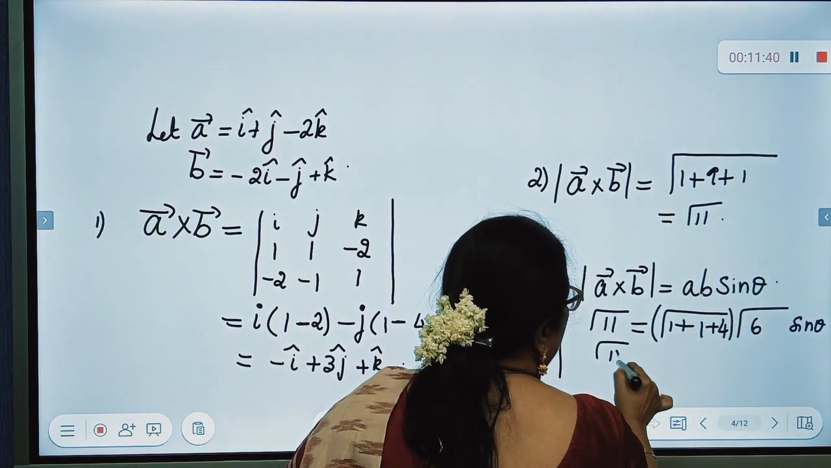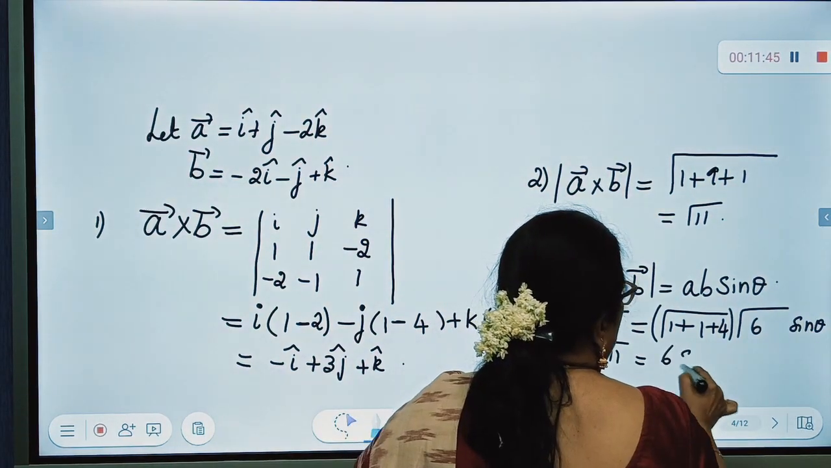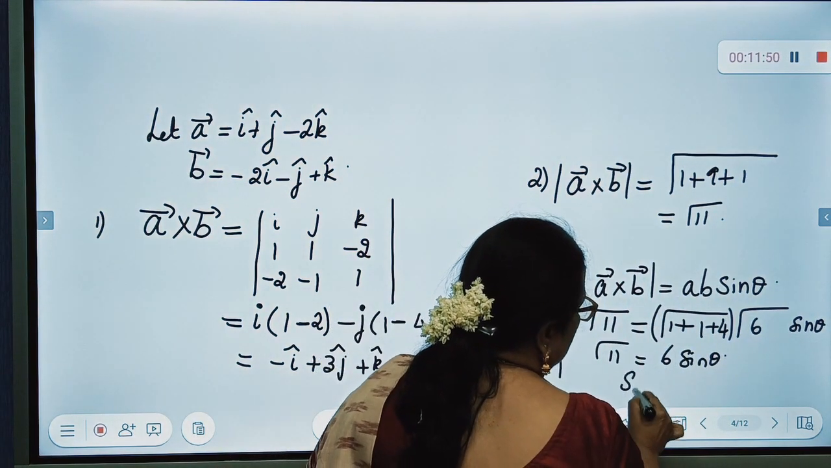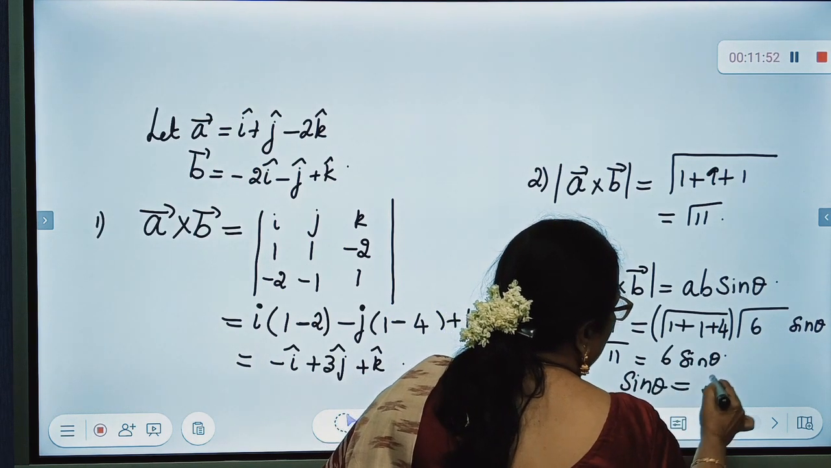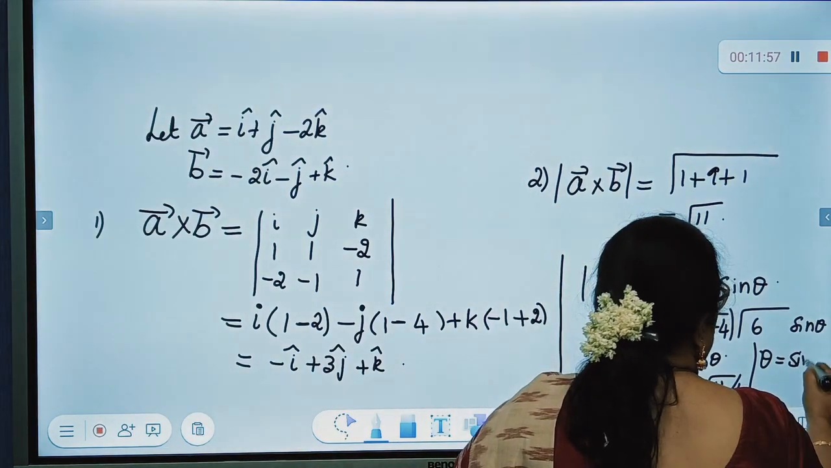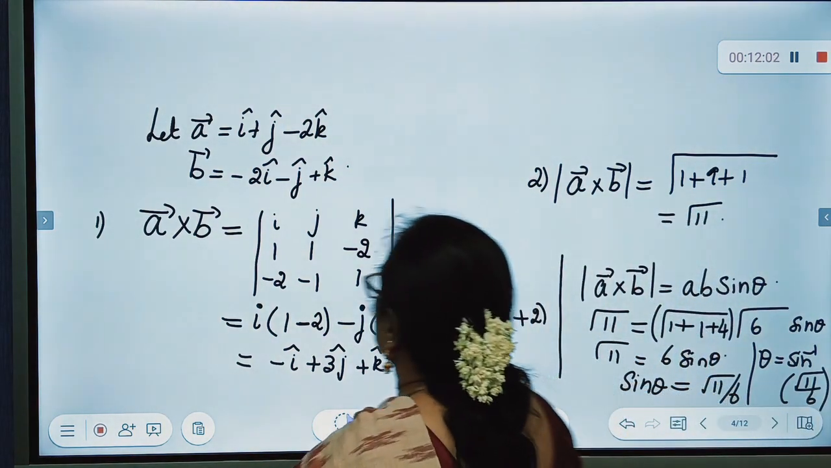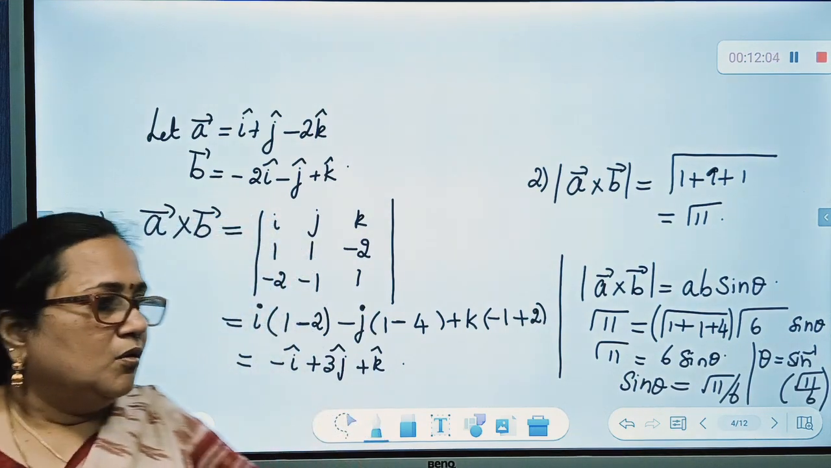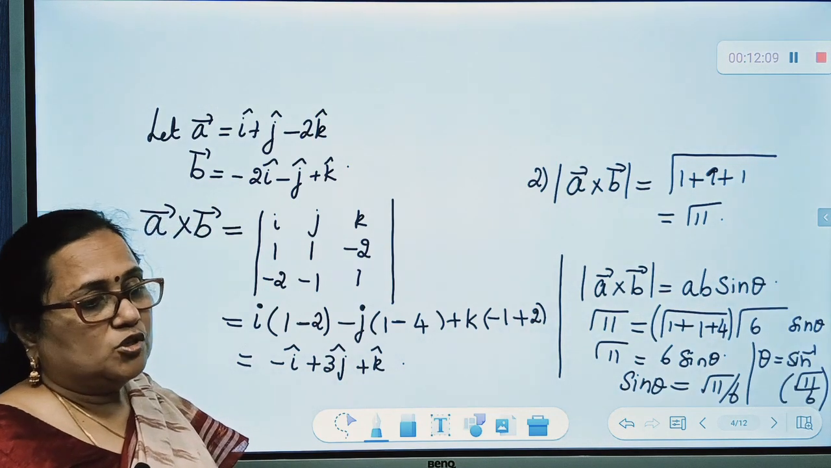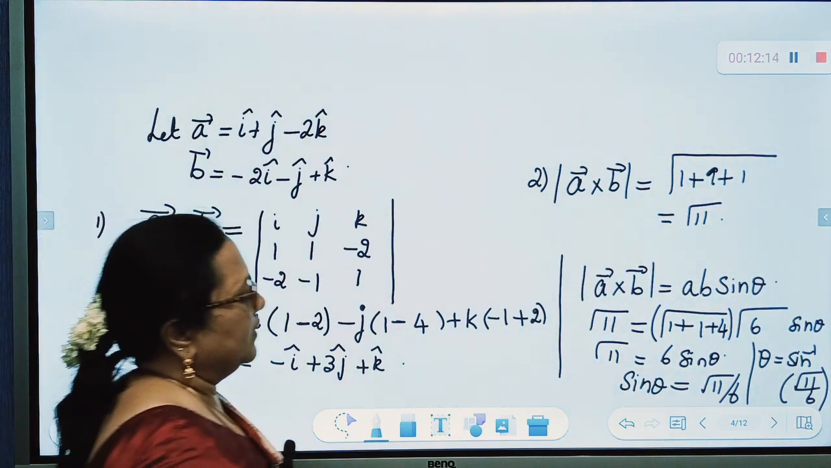So root 11 equal to root 6 into root 6, 6 sine theta, which implies sine theta equal to root 11 by 6, or theta equal to sine inverse of root 11 by 6. So if you are asked to find the angle, of course you can find cos theta also. So you can find sine theta as well as cos theta to determine the angle.